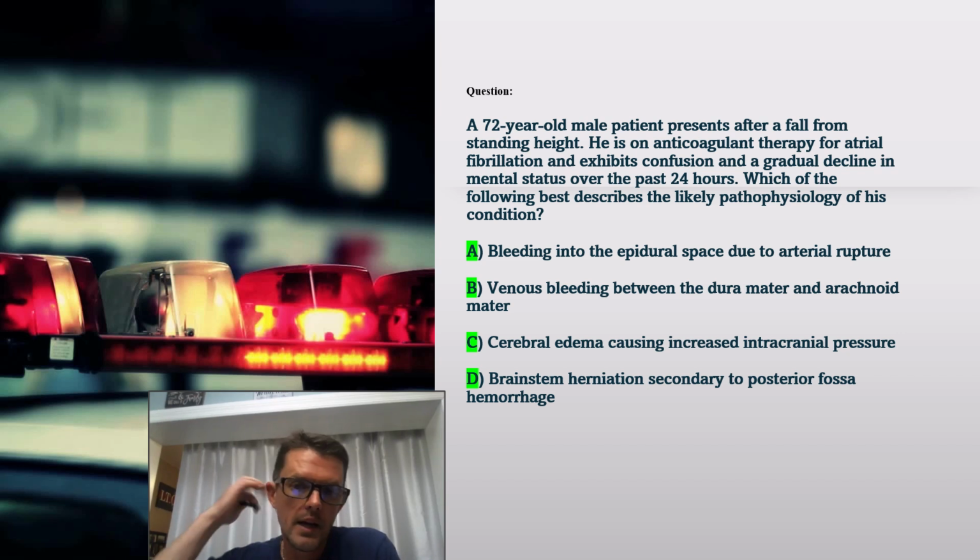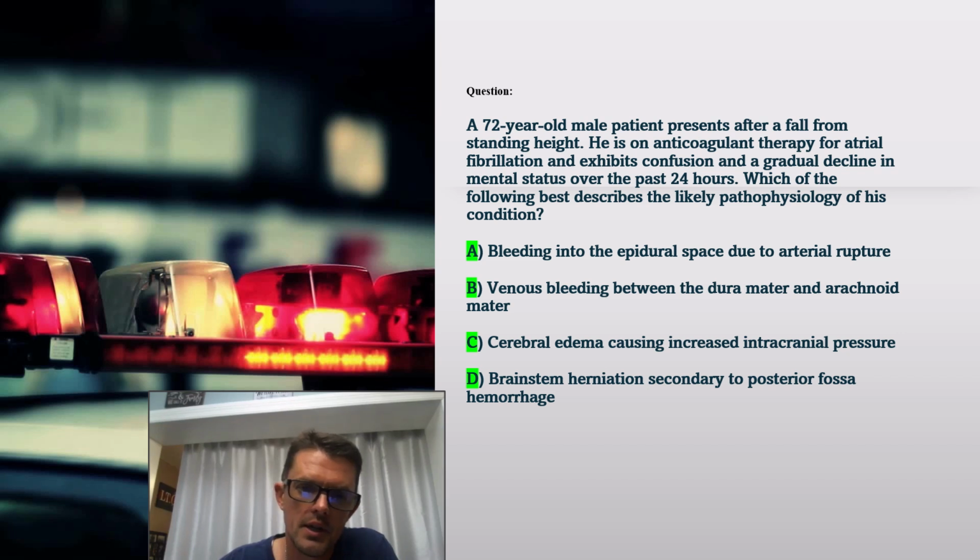So 72-year-old male patient presents with a fall from a standing height. Without even reading any further, guys, 72 years old, so you have an elderly male who fell from standing height. What is that? It sounds like subdural, right? He is on anticoagulant therapy, probably subdural, for AFib, exhibits confusion and a gradual decline in mental status over 24 hours. Okay, it screams subdural at this point.